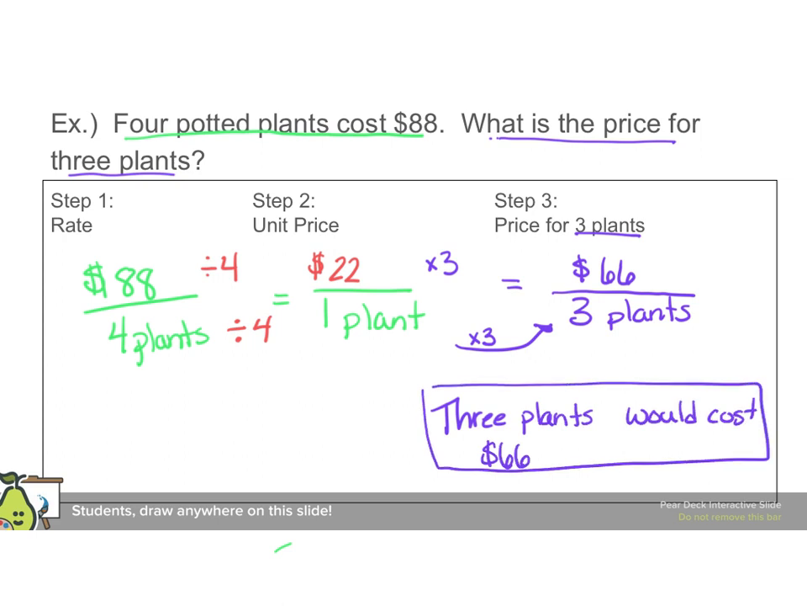So when you're finding rates, if you can't get from 4 plants to 3 plants by dividing or multiplying directly, you need to find the unit price first. We call this scaling, okay? So you need to scale it down first to the unit price, and then multiply to wherever you need to get to from there. All right, let's get started on our guided practice.